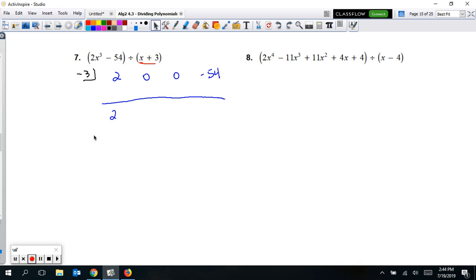Now since you've seen me do this a few times, go ahead and pause the video and see if you can now finish up this synthetic division and get your answer and write your answer properly. So go ahead and pause the video and try it.